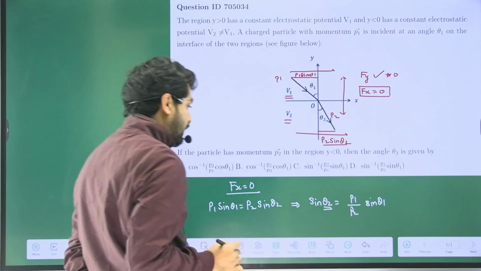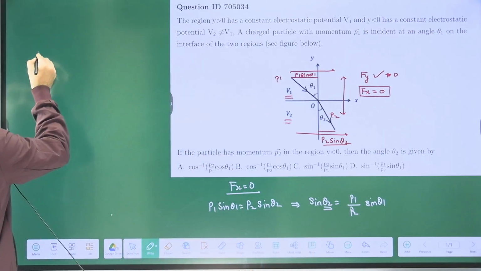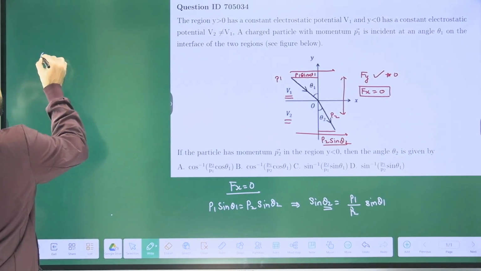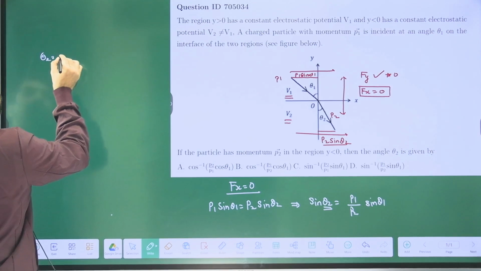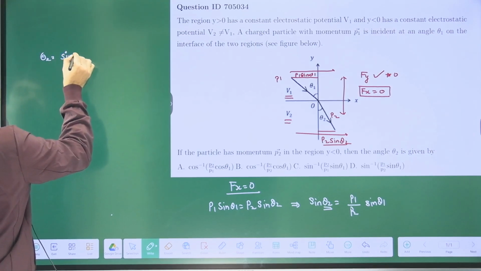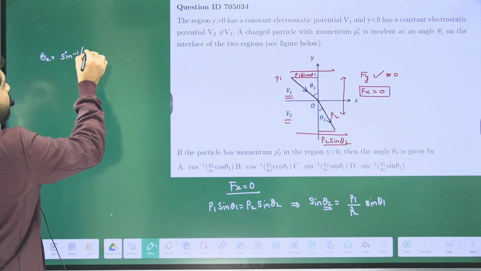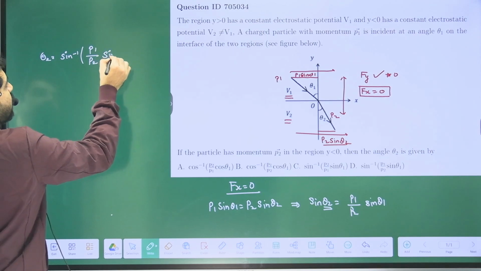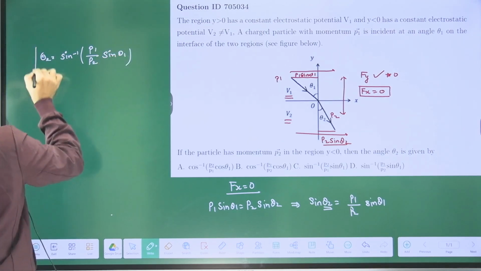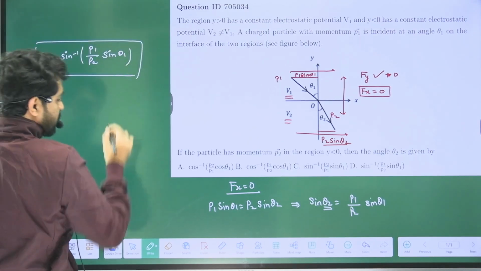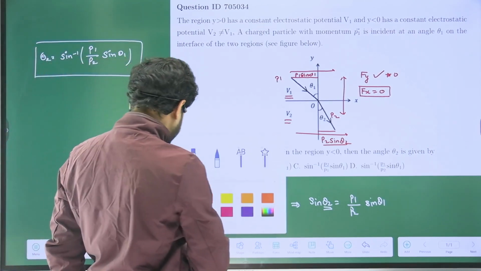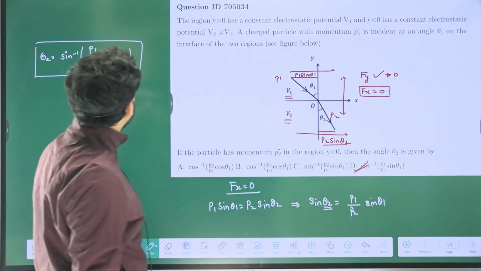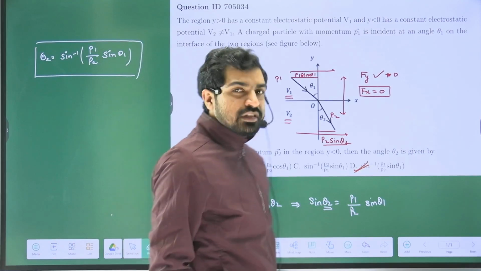If we calculate θ2 from here, you can write that θ2 is equal to sine inverse of P1 by P2 times sine θ1. So this is option number 4. This is how we can solve this question.